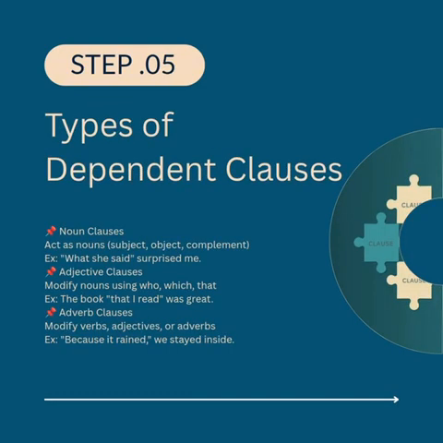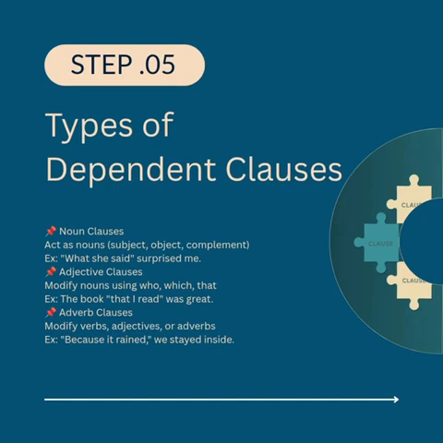Now we look at the types of dependent clauses. Dependent clauses are groups of words that have a subject and a verb but cannot stand alone as a complete sentence because they do not express a full meaning on their own. They depend on a main independent clause to make sense. There are mainly three types of dependent clauses. The first one is the noun clause. Noun clauses act like a noun in a sentence, meaning they can be a subject, object, or a complement. For example, in the sentence "What she said surprised me," the clause "what she said" works as a subject.